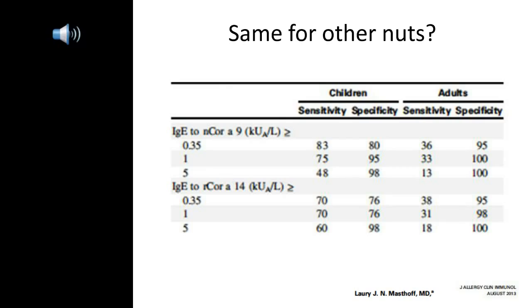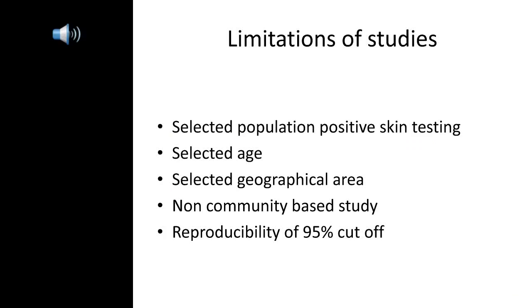So just going on, these studies are a bit of a worry because they may only apply to a selected age. There may be different cutoffs at different ages. There's a feeling that even in peanut, the geographical area might be important.